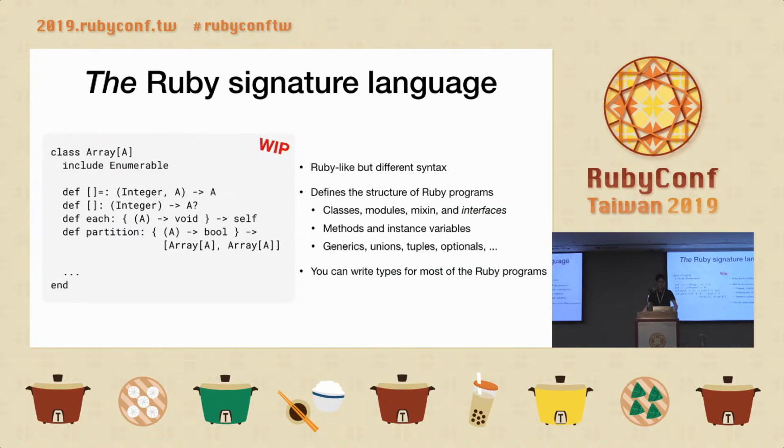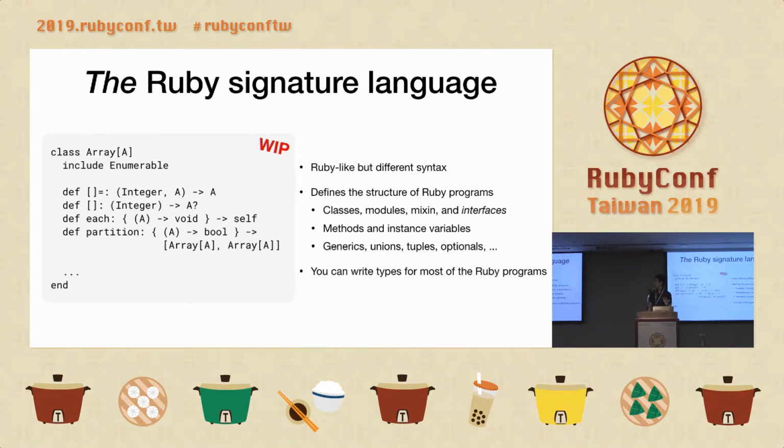So the last one is the Ruby signature language. This is an example of the signature of the Array class. You may see that it's similar to Ruby, but it's different. It has class or include, but it has def syntax. And instead of writing the implementation of the method, it has the types after the colon.